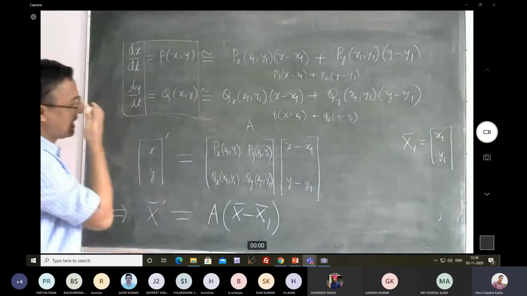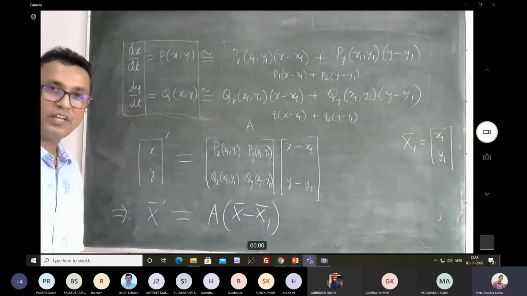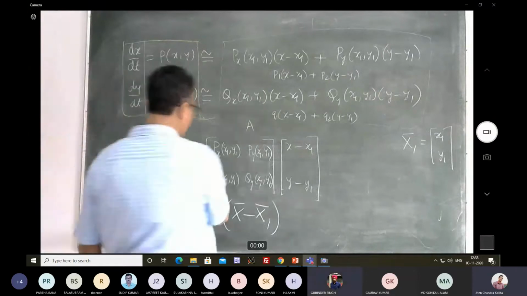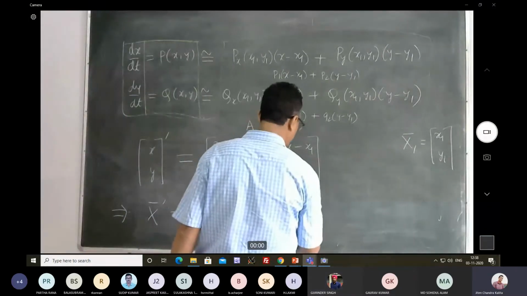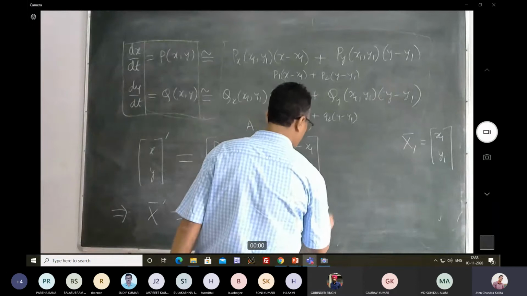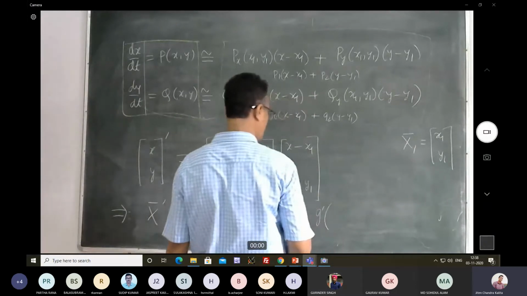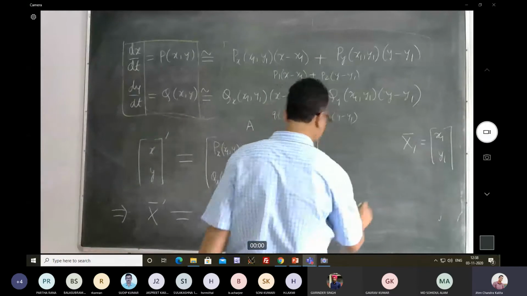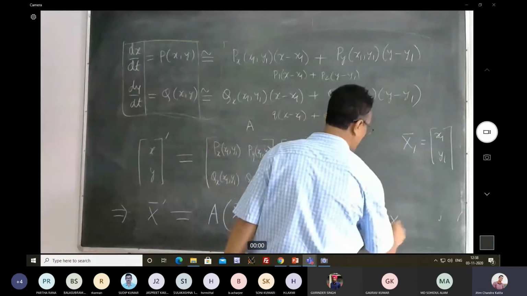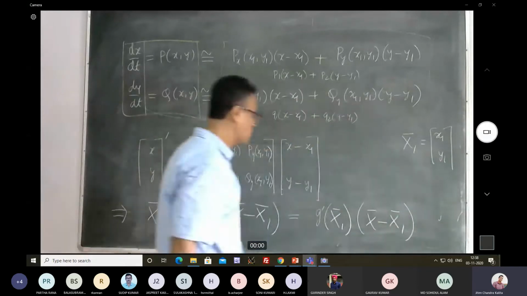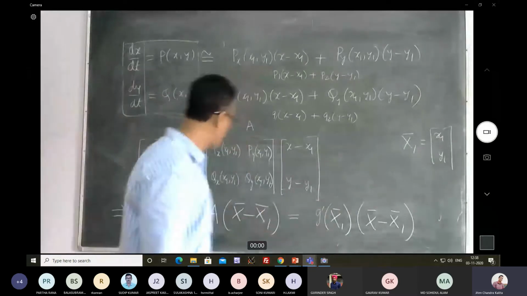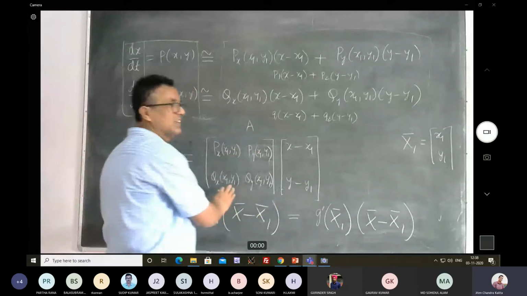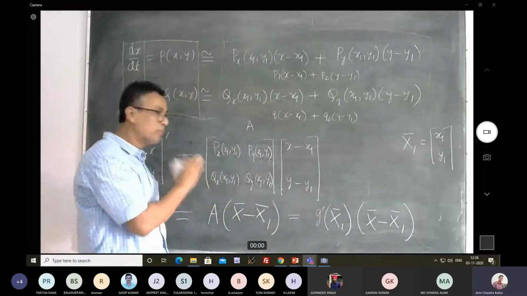This corresponds to the critical point x1 bar. Is it okay? Fine. And this A is also written as G prime x1 sometimes. In G they have written it as G prime x1, but you simply remember that A is nothing but the matrix of the Jacobian.